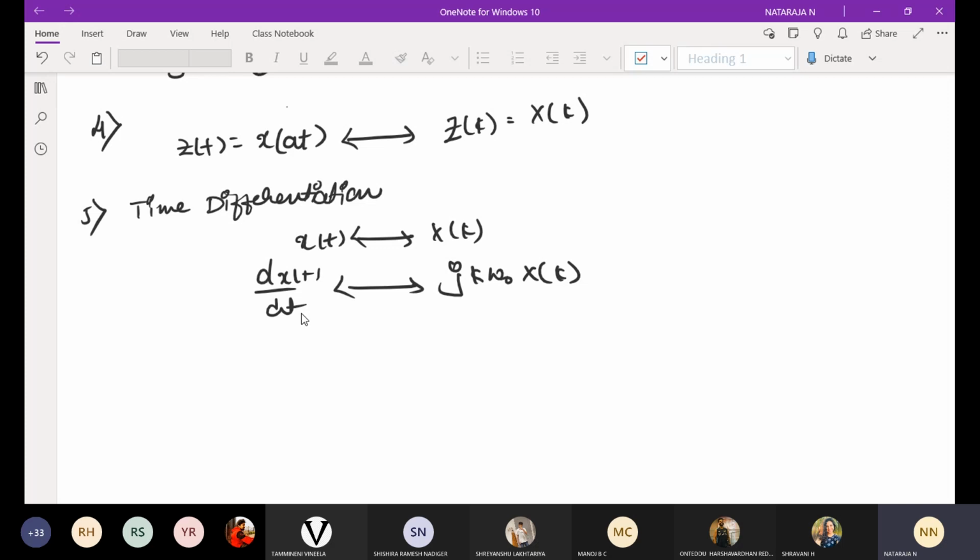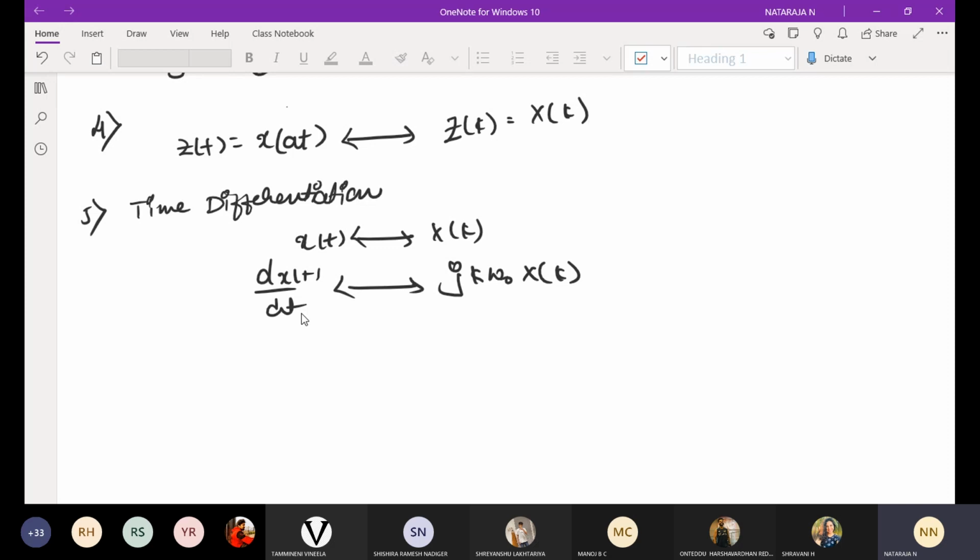Next we have multiplication or modulation. Z of t is x of t into y of t, and CTFS Z of k is equal to x of k convolved with y of k. In the frequency domain we are going to get a convolution. Next, Parseval's theorem: P is equal to summation k is equal to minus infinity to infinity magnitude of x of k whole square.